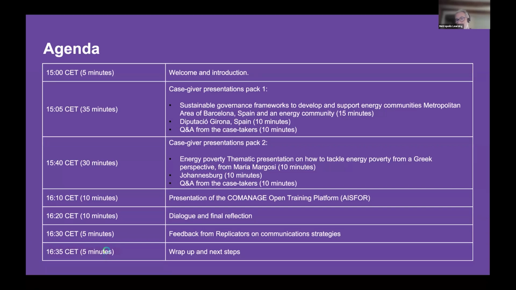Finally, something new for this session: we are going to present an available tool, our e-learning platform. We will show you how to access the platform and how to use it. We would also like to get your feedback about using it. What do you think is missing? What would you like, if you have any request on improving this tool and adapting it to your cities or communities? That is very useful for us.